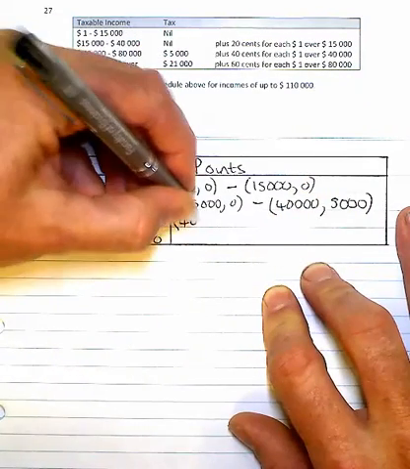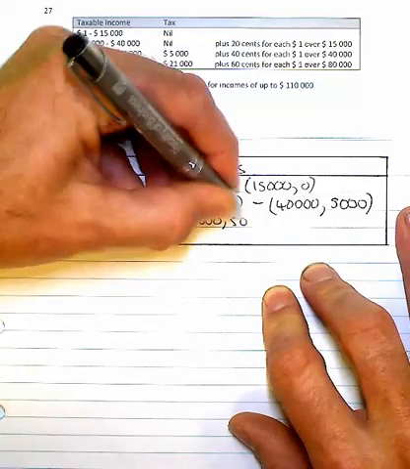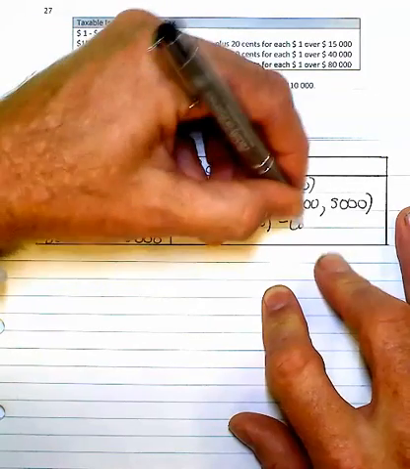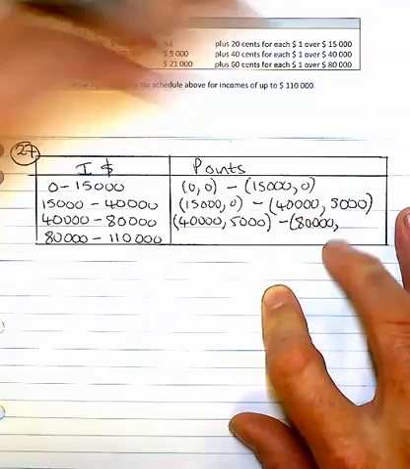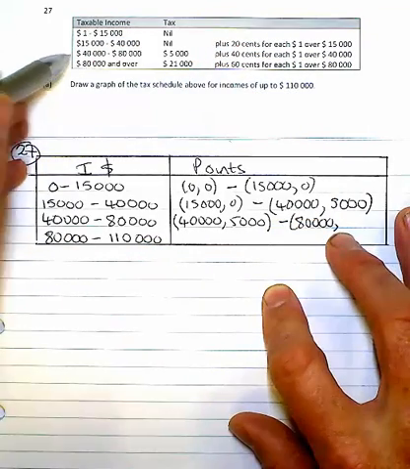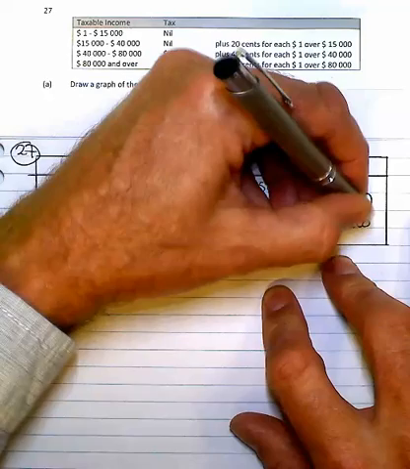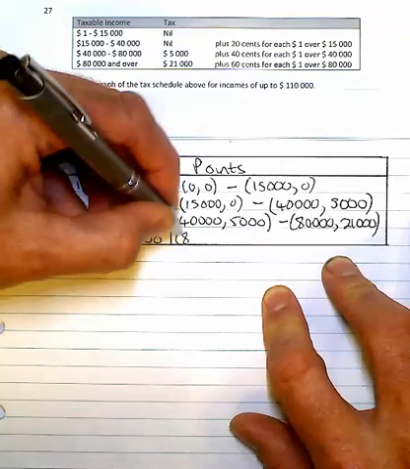Carrying that same point through to 80,000. And for 80,000, you can see here I'm paying $21,000 in tax. Carrying that point through.